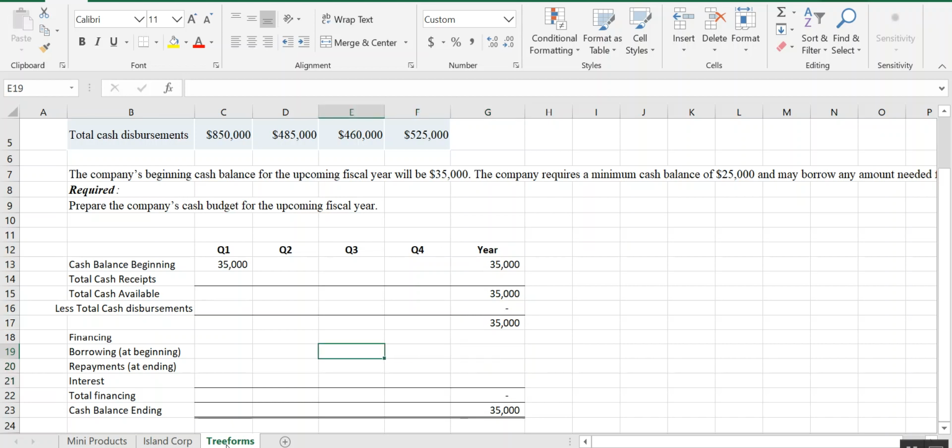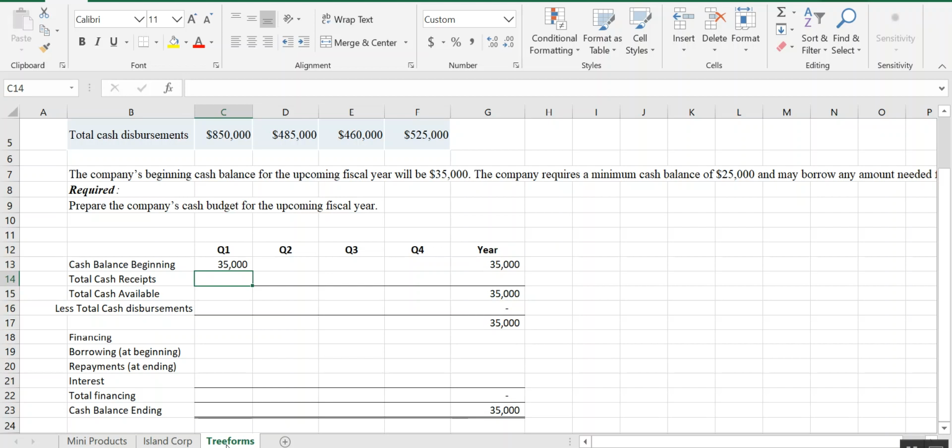Anybody in a not-for-profit business understands that your sources of cash are not as evenly or as predictable as perhaps they are in a for-profit business. So these cash receipts are going to be important to calculate the cash flow. So we're going to start here with this problem for Tree Forms.